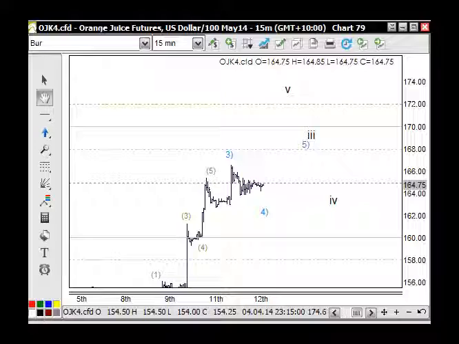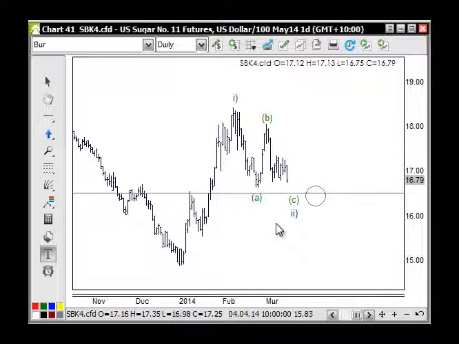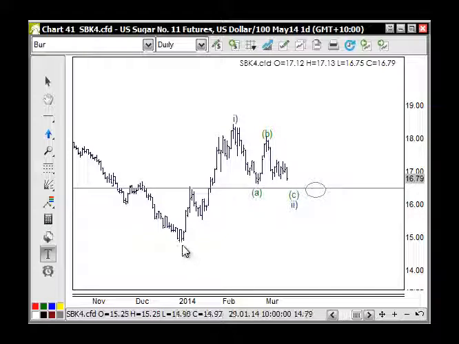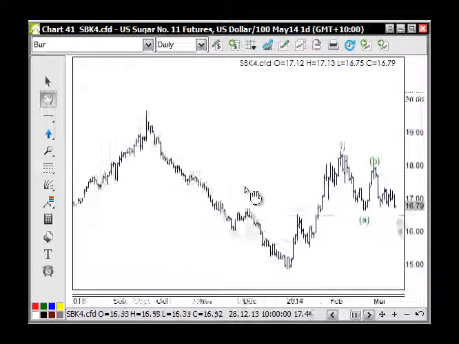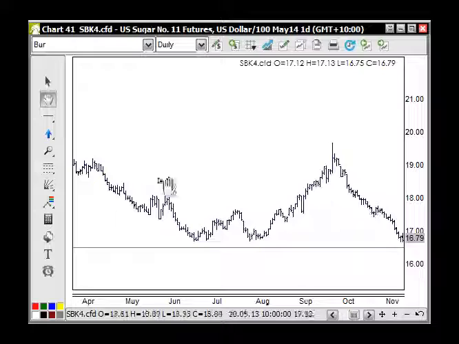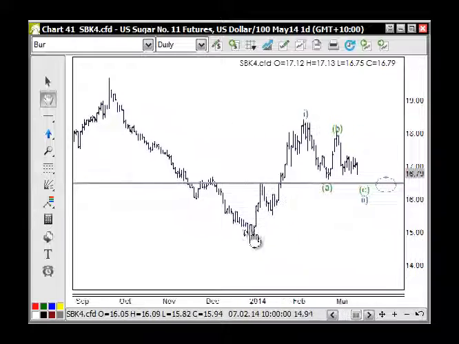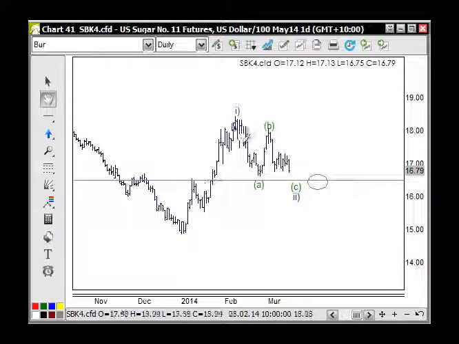Okay, I want to bring sugar into the fold now, and this is just the daily chart here, and I'm considering this is same with the other commodities as well. It's been a long time coming, a low coming into place. I'm considering this being wave 1 up to here. It counts okay. I wish it was better, but it's not.